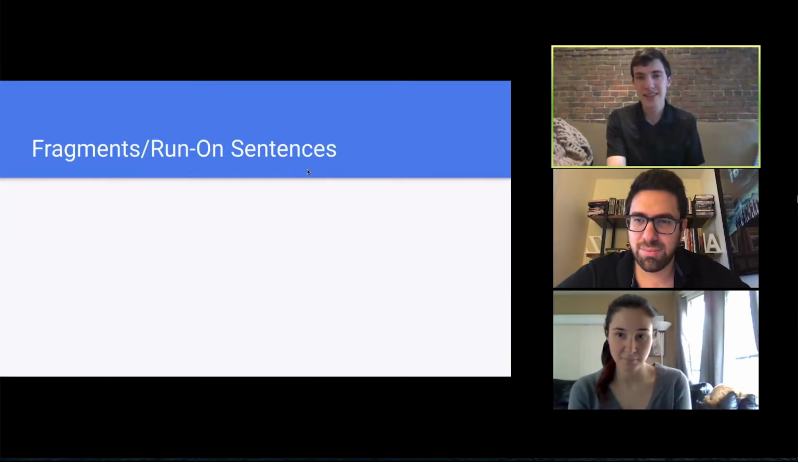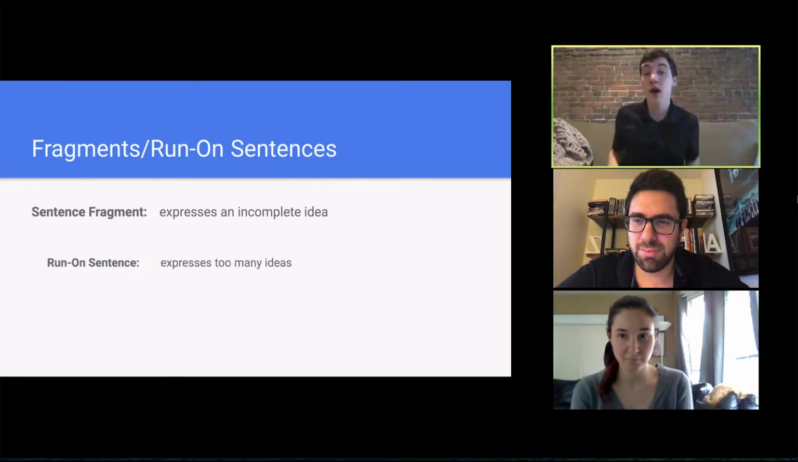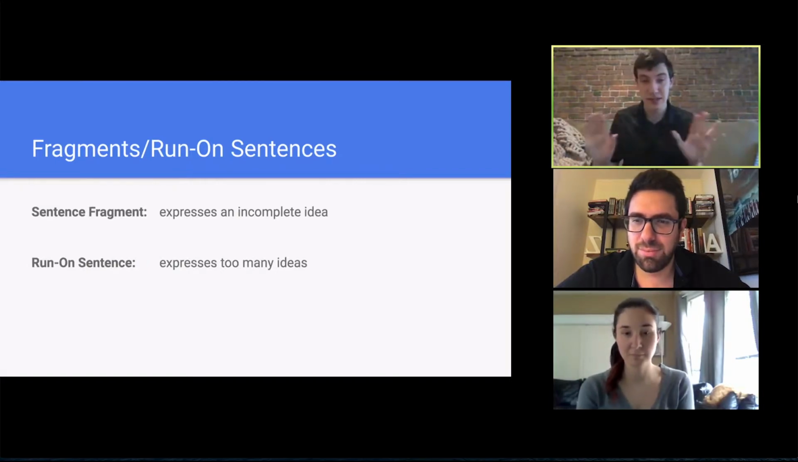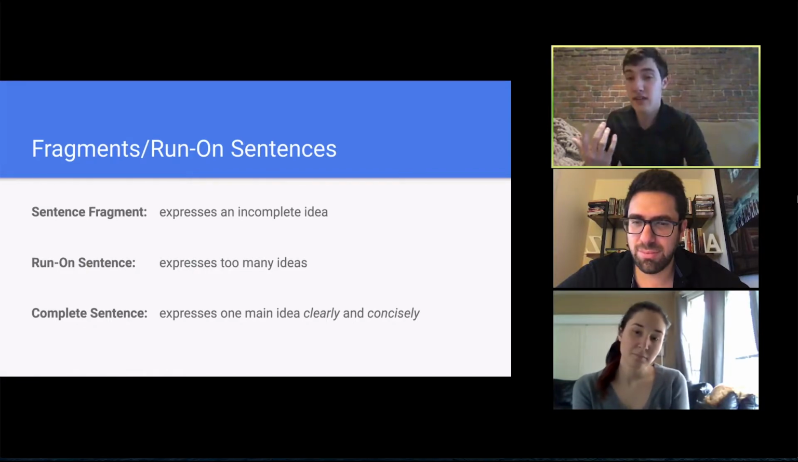So syntax is a way of describing the way a sentence is structured, and we already have some vocabulary words we've learned together that help us with that. So we know about sentence fragments. Those are sentences that express incomplete ideas, not a complete thought. Then we have run-on sentences. Those are sentences that express way too many ideas that need to be simplified. And lastly, we have complete sentences. Those are sentences that express one main idea clearly and concisely.